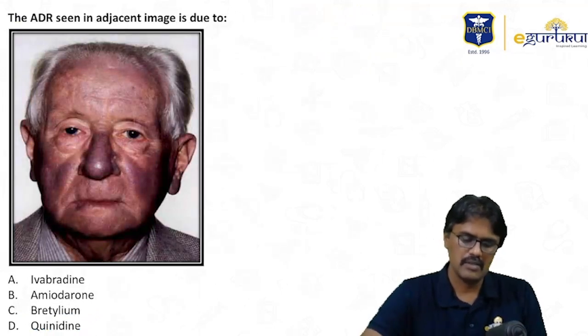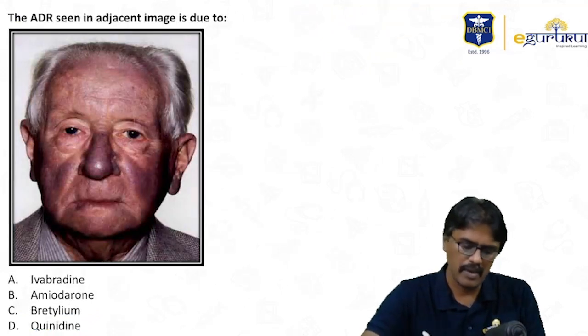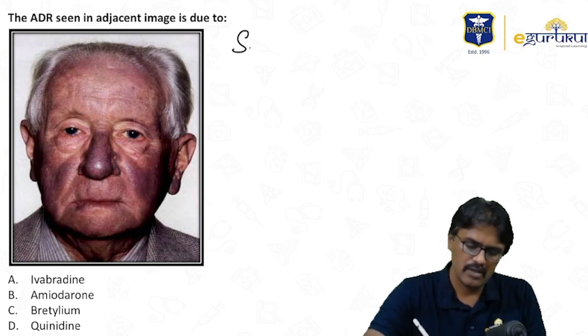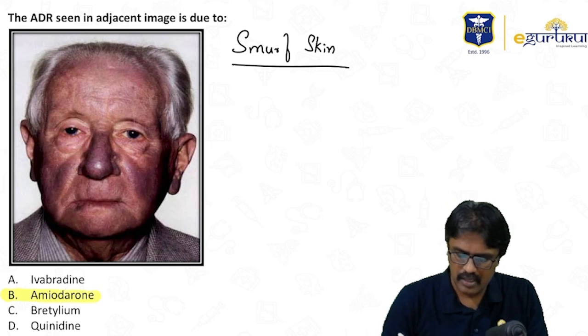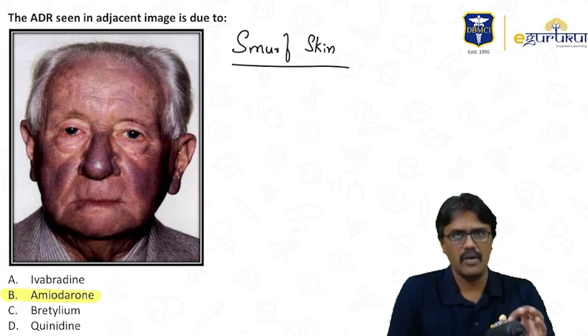The skin change seen in the adjacent image is due to, so this is what you mean by Smurf skin. It is the Smurf skin, or we call it blue man syndrome. This is caused by the drug amiodarone. Now the examiner is asking repeatedly about the adverse effects of amiodarone.